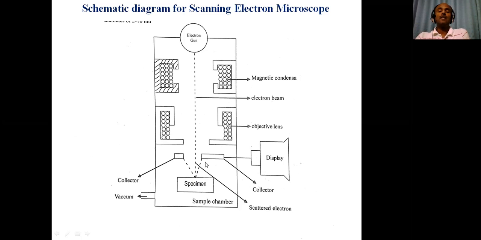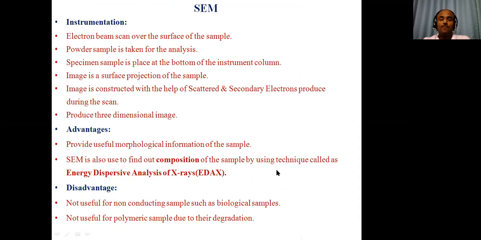All these scattered and back scattered electrons get collected, and these collected electrons are used to construct the image of this nanomaterial. Okay, so let us discuss instrumentation. The electron beam scans over the surface of the sample. A powder sample is taken for the analysis. The specimen sample is placed at the bottom of the instrument column. The image is a surface projection of the sample.